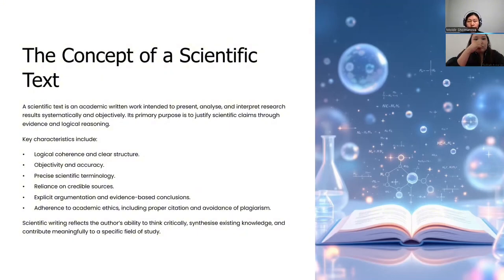Also, when you give explanations or justifications, they should be based on evidence-based conclusions. You should provide some experiments, and on the basis of these experiments, you should provide your solutions and evidence. And also one of the most important things is to adhere to academic ethics, like proper citation and also avoidance of plagiarism. Especially nowadays, also the use of AI, that is artificial intelligence, should be avoided due to academic ethics.